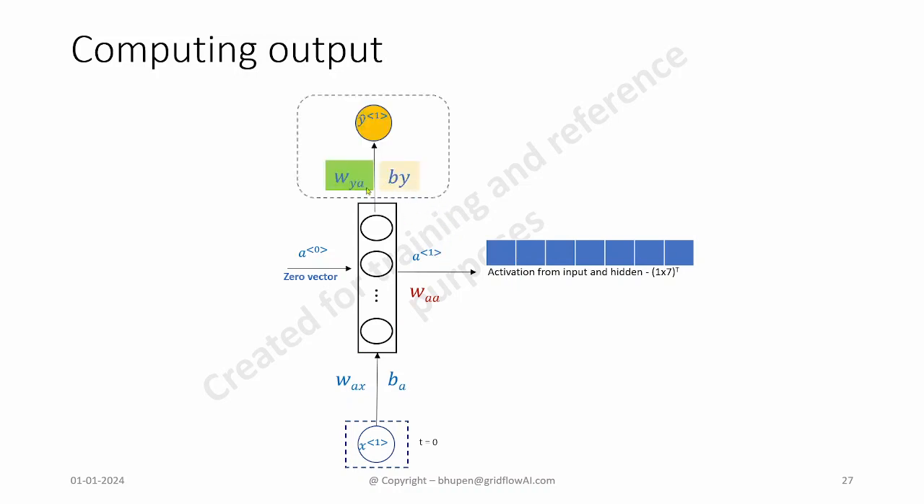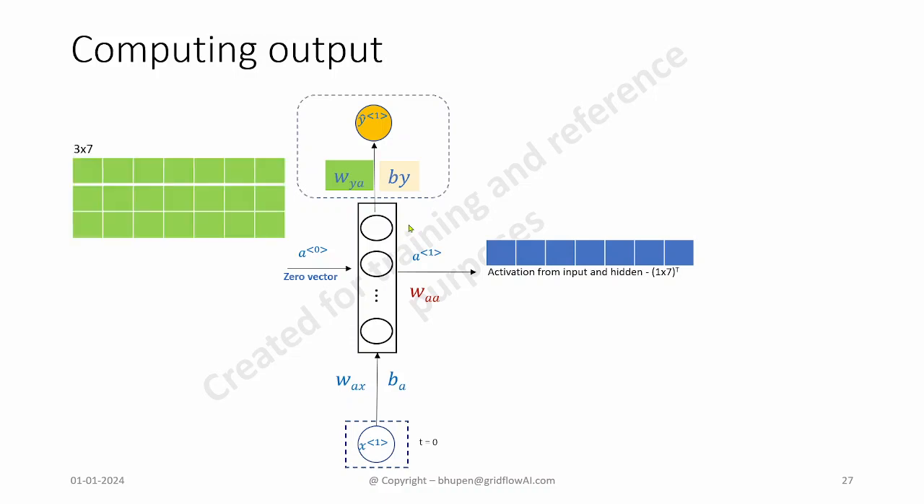And this input will be multiplied here with the weights YA, where Y is the output and A is the activation. The dimension depends on the dimension of the activation layer and also the dimension of the output that you want. Let's say the output dimension is 3, so this would be 3, and 7 is the dimension of the activation layer. So 3 cross 7 would be the dimensionality of the weights matrix.